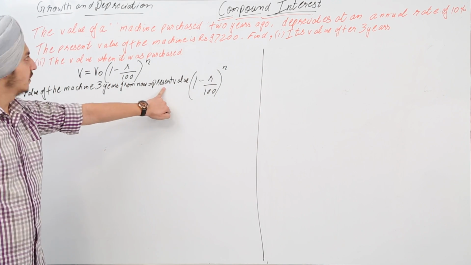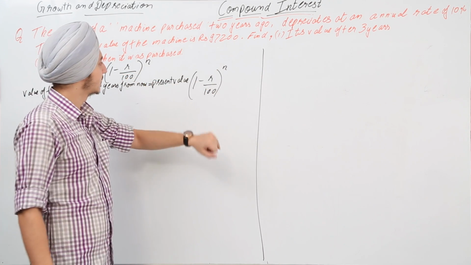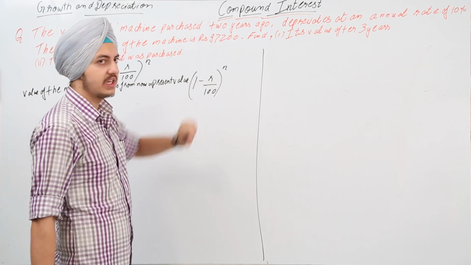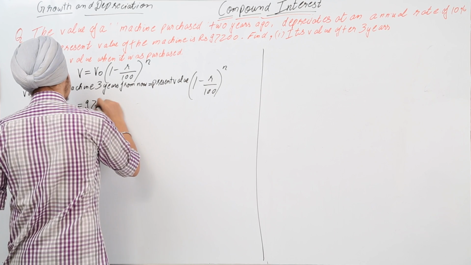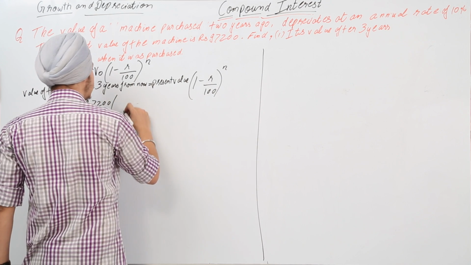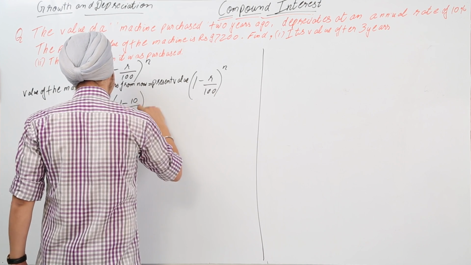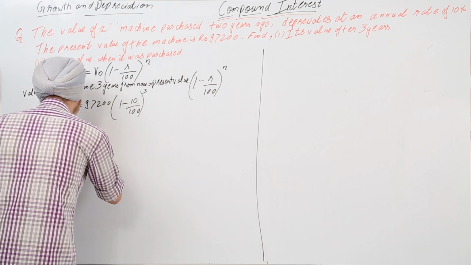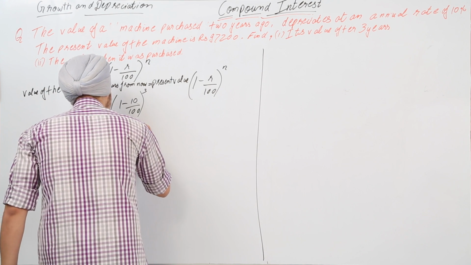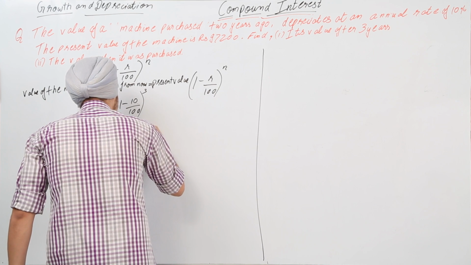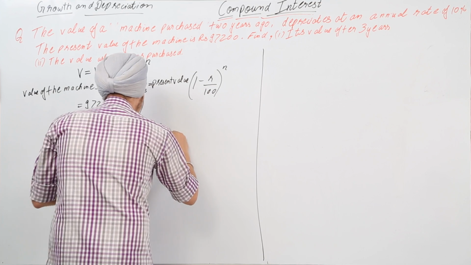We know the present value, that is 97,200. We know the rate, that is 10%. We know n, that is 3 years. So we put all these over here. We get 97,200 into 1 minus 10 upon 100 raised to power 3. From here we get 97,200 into 9 upon 10 into 9 upon 10 into 9 upon 10.